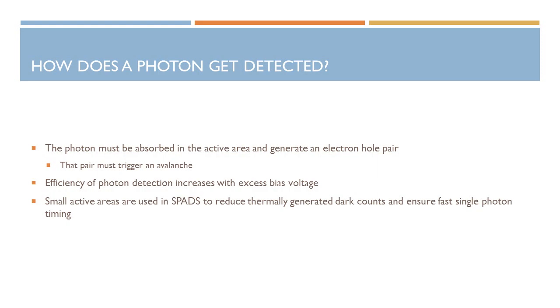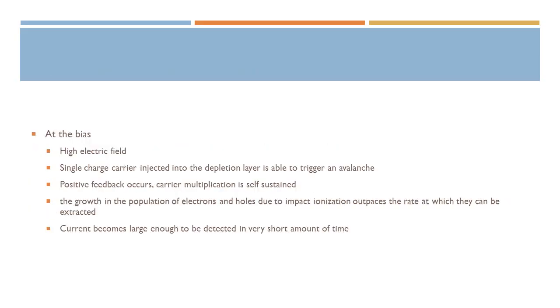Dark current rises when excess bias voltage increases because the greater electric field now also induces more generation of carriers within. To reduce thermally generated dark counts and ensure fast single-photon timing, single-photon avalanche devices tend to have small active areas to reduce the number of generations and recombinations. So at the applied bias, the electric field is so high that a single charged carrier injected into the depletion region has the ability to trigger a self-sustaining avalanche.